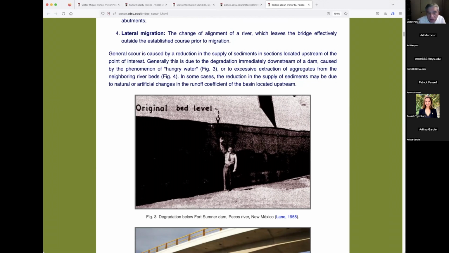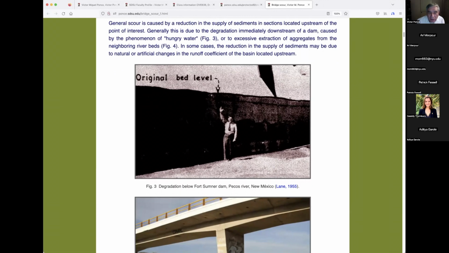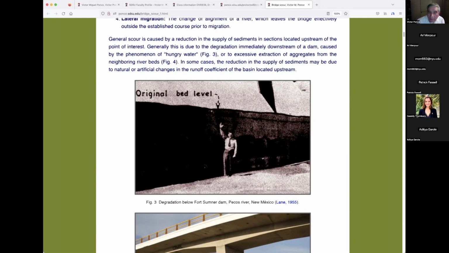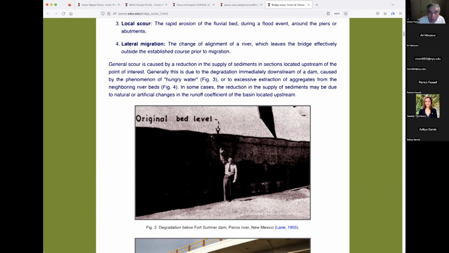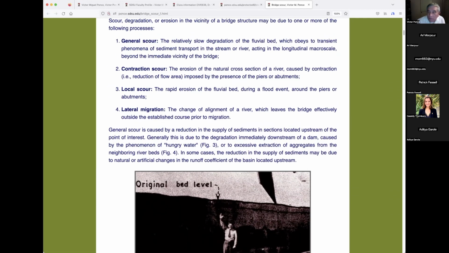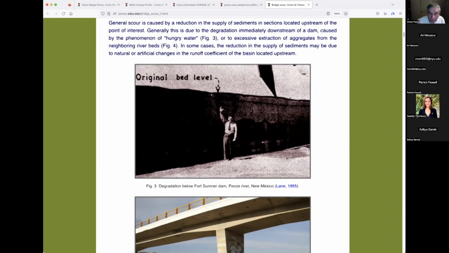So there are going to be changes in the bed. We don't like that. We would rather have the bed not move at all for the long term, but it does happen. And that's why this subject is covered in here, because designers will go out there and design for contraction, design for scour, and then forget about the fact that in certain situations there also may be a general scour problem. That's why they are pointing that out.